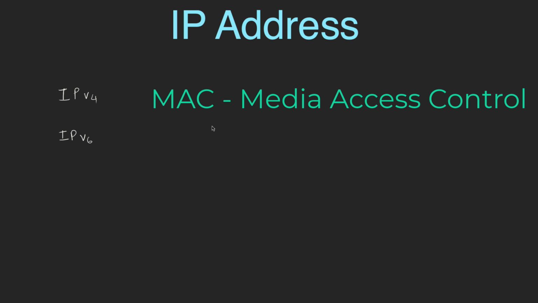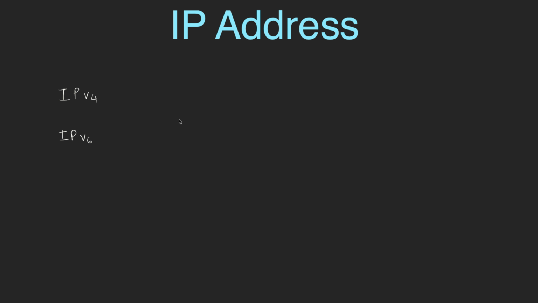I'm not going to talk about that. We're just going to focus on IP addresses here. So we have two versions of IP addresses. We have IPv4 and we also have IPv6. IPv4 is the version which is predominantly in use now, and IPv4 is slowly being replaced by IPv6, but we are not there yet, and IPv4 is still predominantly used.